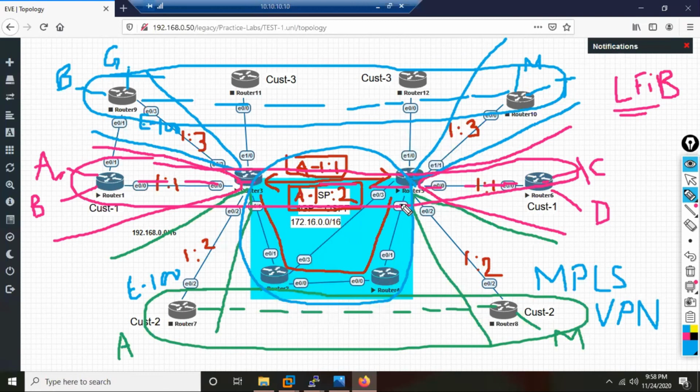But still this is the base. First, everybody should understand L3 VPN. If L3 VPN is clear, we have understood what VRF is, we have understood what RD is, then other things will also become easy later on.